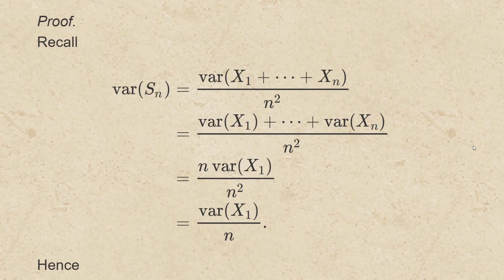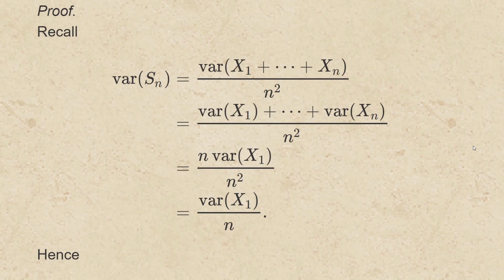For the proof, recall that the variance of a sum is the sum of the variances when the random variables are independent. Because we're dividing by n, the variance gets divided by n squared. The result is n over n squared times the variance of one of the X sub i, and that's just the variance of one of the X sub i divided by n.